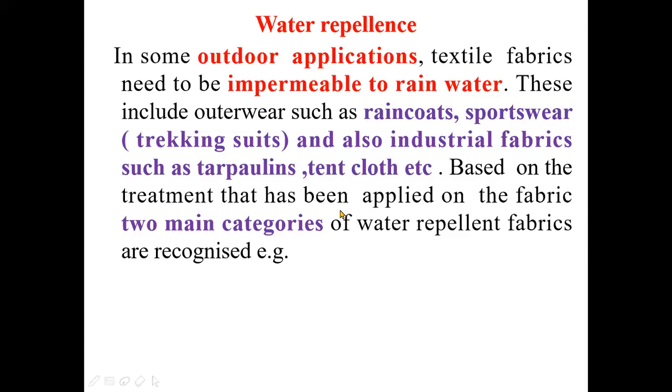Based on the treatment, water repellent fabric may be broadly classified under two categories. One is the waterproof fabric, and another one is the showerproof fabric. These two categories of fabrics are different from each other in respect of their manufacturing technique, their behavior, as well as their uses. So we will discuss the waterproof and showerproof fabric. Let us first start with waterproof fabric.